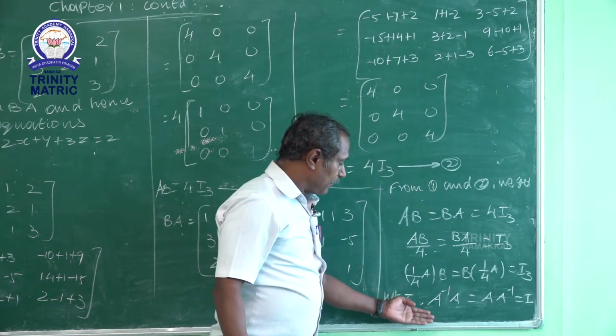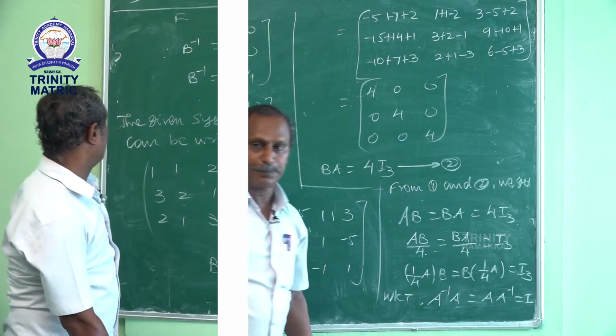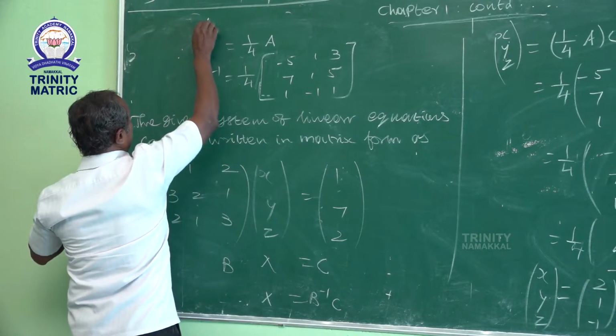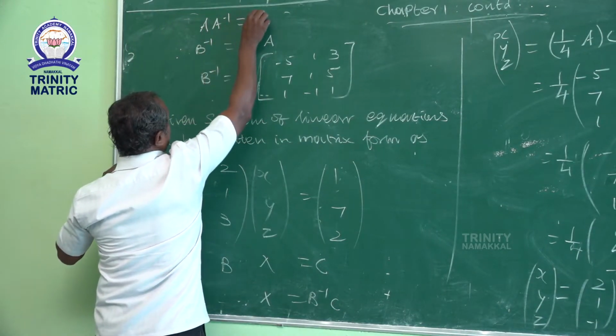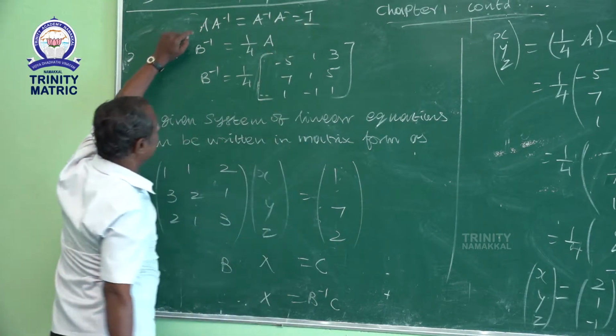So even the last exercise we have revised. Make use of this result, we are going to solve the sum. Now, A into A inverse equals A inverse of A equals I, already in the last step we have studied that.